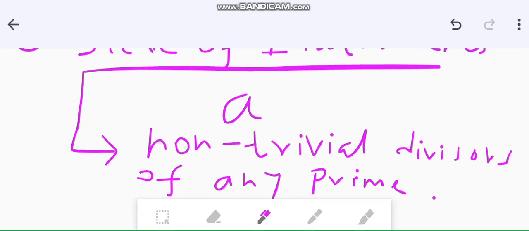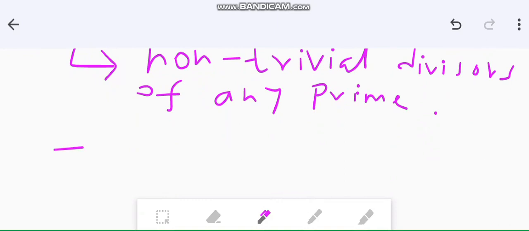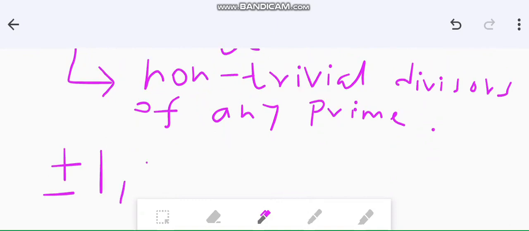Now, what is a non-trivial divisor? First, what is a trivial divisor? Then we can understand what a non-trivial one means. Trivial divisors mean plus minus 1 and the number itself. So these are the trivial divisors of any prime. I'm considering a to be a prime.